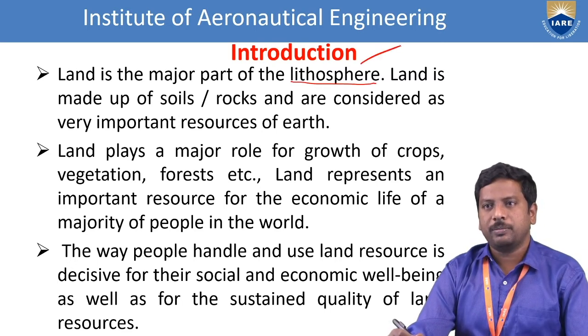Land plays a major role in the growth of crops, vegetation, forest, etc. It depends upon the soil or sand, and the crop dependence takes place based on that. Different soils give different types of crops depending upon the particular area. Land represents an important resource for the economic life of a majority of the people in the world. That means each and every country depends upon its farmers, so it is very important economically to every country on the surface of the earth.